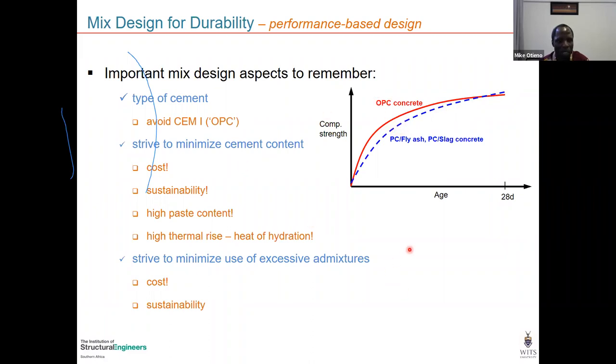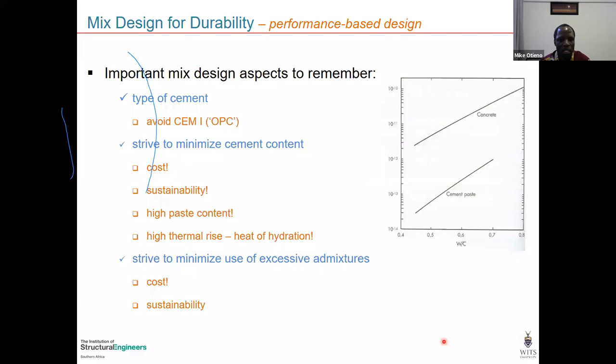Now, in terms of striving to minimize the cement content, this is also important, whether it's in terms of cost, sustainability, in reducing the paste content, as I already indicated. For example, if you compare the permeability on the vertical axis of cement paste and concrete, you will see that your cement paste has a higher permeability compared to your concrete. So we need to try and avoid that.